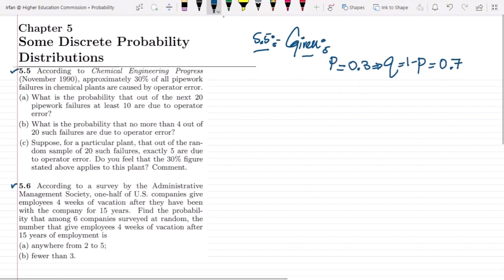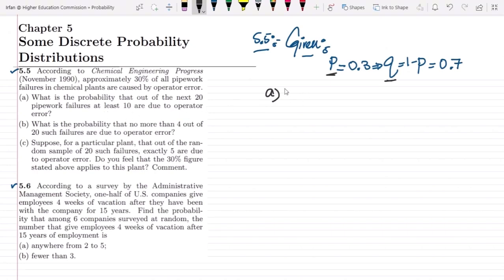Okay, so you have to keep it in your mind that this is the probability of the failures in chemical plants due to operator error, and this is the failures in the chemical plant which are not due to the operator errors. Okay, so let us go through the questions. What is the probability that out of the next 20 pipework failures, at least 10 are due to the operator error? Okay, so what do we have to find out?